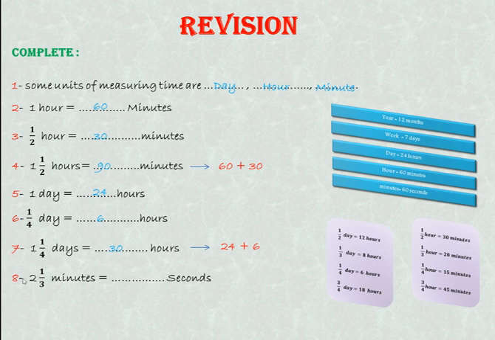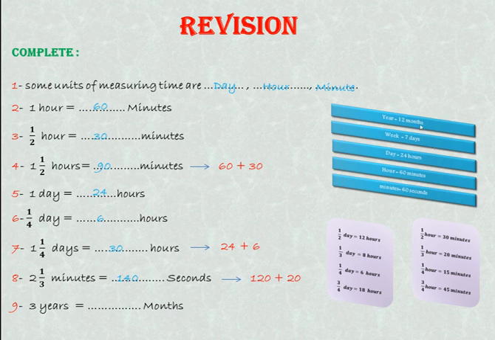Number 8, 2 minutes equals how many seconds? We know that 1 minute equals 60 seconds, but what about 2 minutes? 2 minutes equals 60 plus 60 equals 120, but what about the third? Third equals 20. By adding it to 120, 120 plus 20 equals 140 seconds.